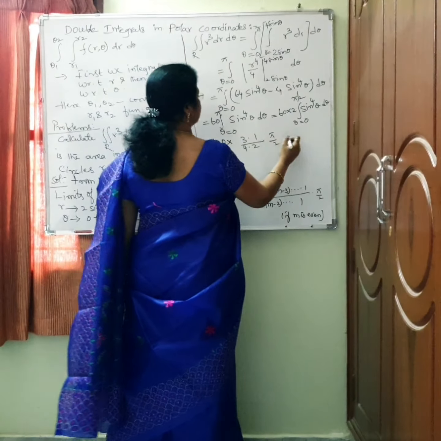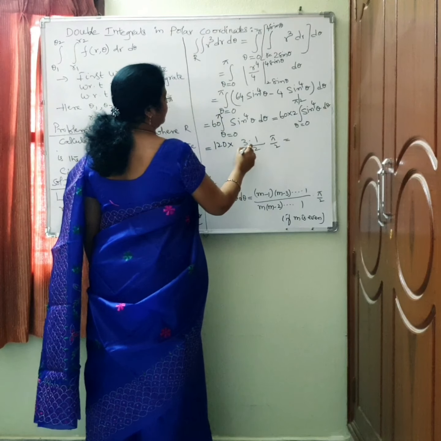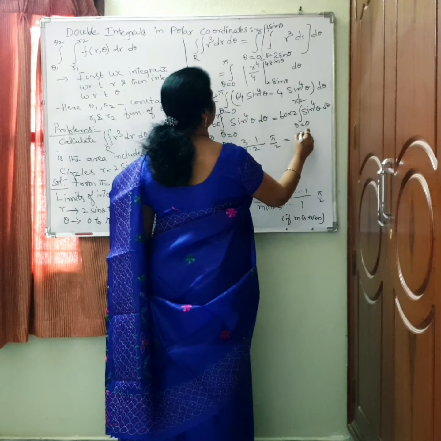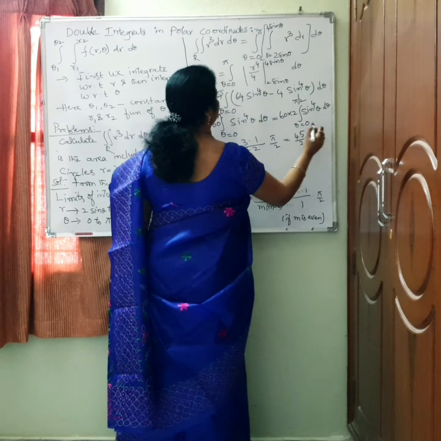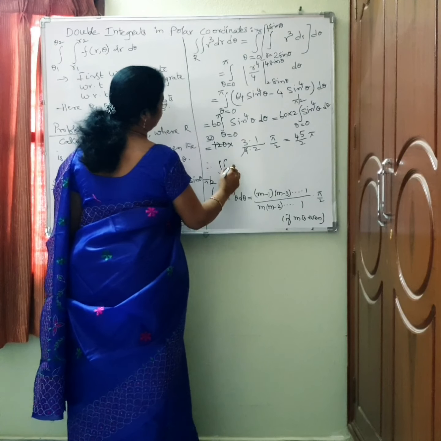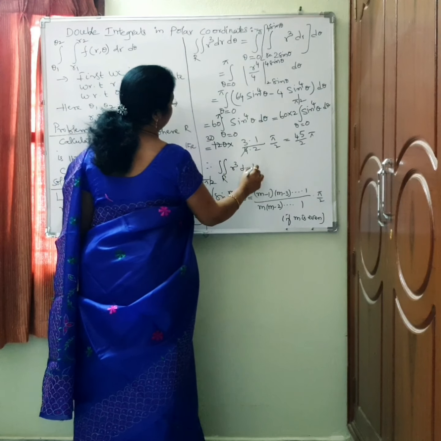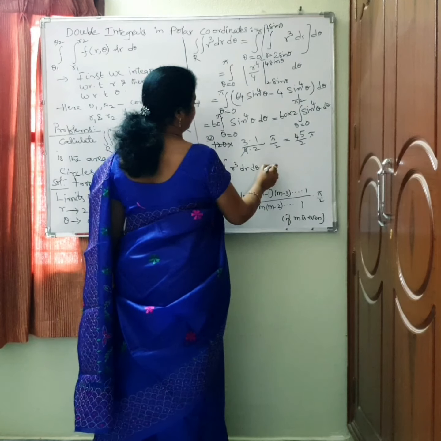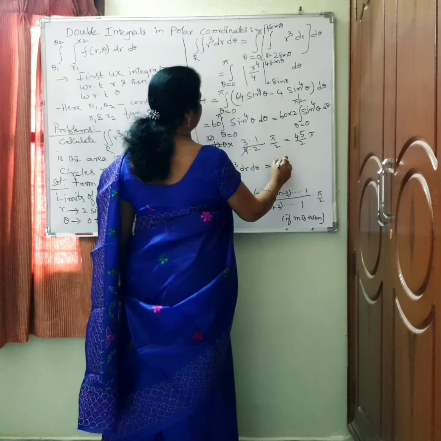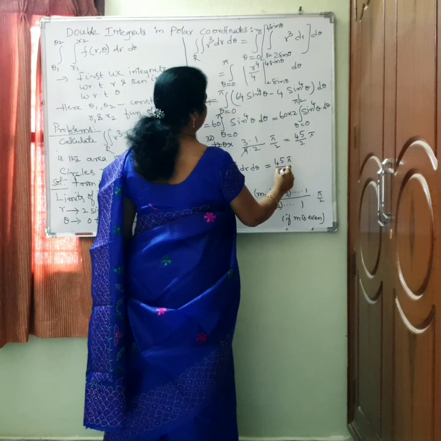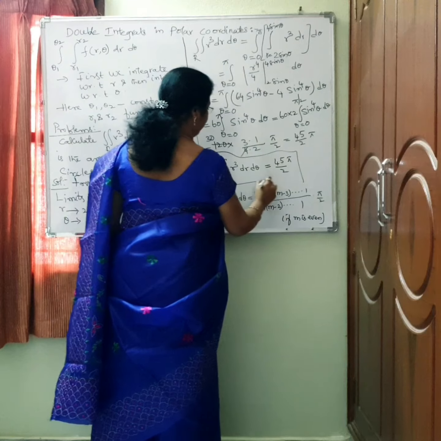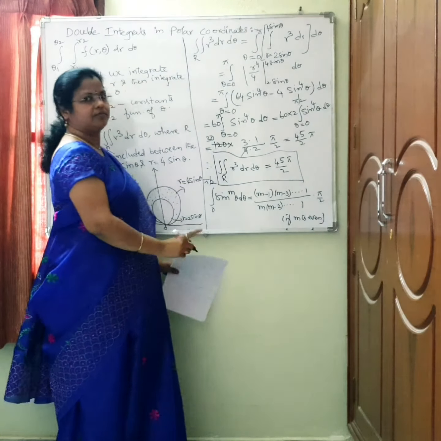Finally, if you simplify, you get 4 3s are 12, 2 15s are 30, so the answer is 45 by 2 pi. Therefore, the answer of the given problem, the double integral of r cube dr d theta where the area is included between the two circles r equals 2 sine theta and 4 sine theta, is this. This is our answer.